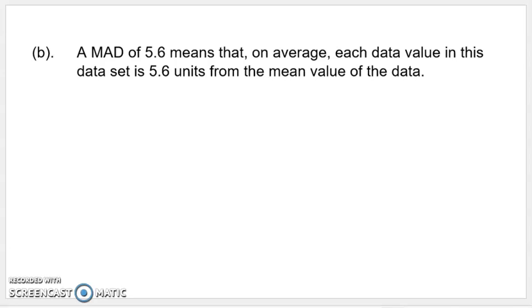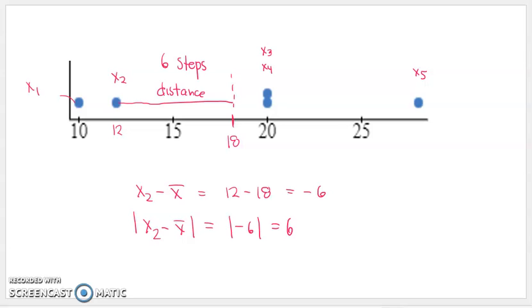Finally, what does this mean? A MAD of 5.6, and this is what the MAD is really good at telling. There are other measures of spread that are used, but the MAD is one that most directly has a really clear meaning. A MAD means that on average, each data value in the data set is 5.6 units from the mean. So if I go back to my picture, for example, x2 is 6 steps from the mean. x1, this one, is 10 minus 18, absolute value, so it is 8 steps from the mean.